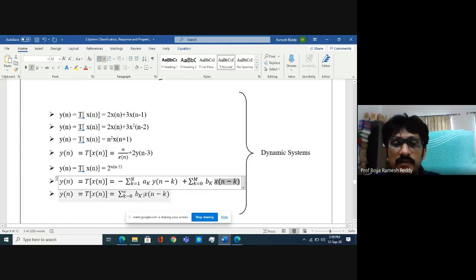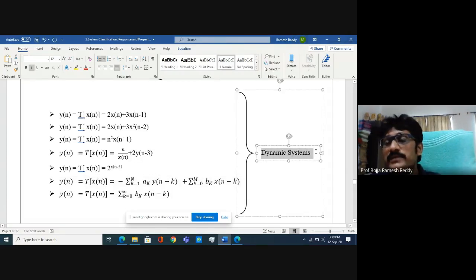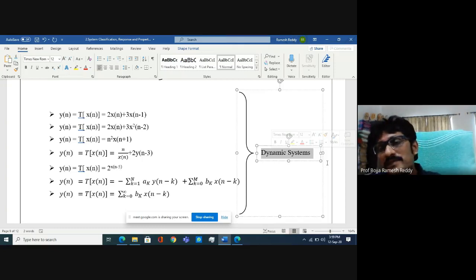Next, x of n minus k is also a past value, past when compared to x of n. In this case, everywhere the present output may depend on the present input as well as some past inputs or future inputs or past outputs. That's why all these things come under dynamic. Dynamic systems are called memory systems. Memory means maybe past information may be included or future information may be included.